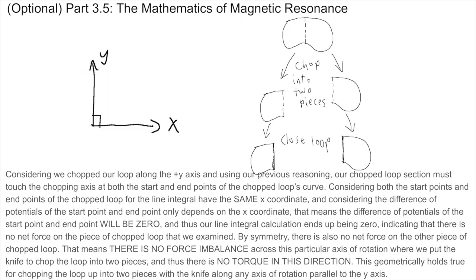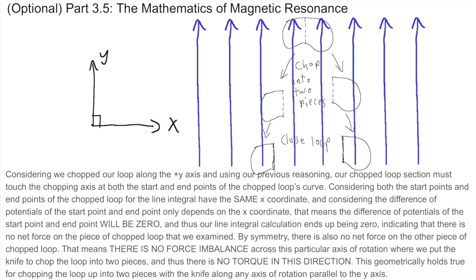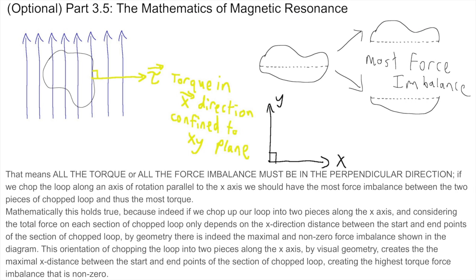By symmetry, there is also no net force on the other piece of chopped loop. That means there is no force imbalance across this particular axis of rotation where we put the knife to chop the loop into two pieces. And thus, there is no torque in this direction. This geometrically holds true for chopping the loop up into two pieces with the knife along any axis of rotation that is at least parallel to the y-axis. That means all of the torque or all of the force imbalance must be in the perpendicular direction.